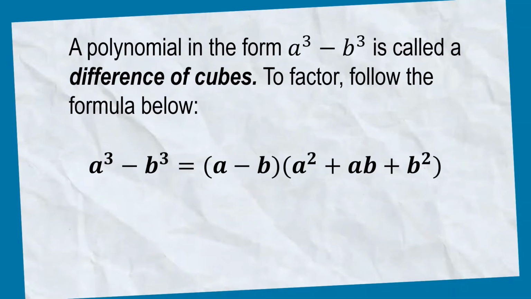Next, a polynomial in the form a cubed minus b cubed is called the difference of two cubes. To factor, we need to follow the formula below. We have a cubed minus b cubed is equal to the product of the binomial a minus b and the trinomial a squared plus ab plus b squared.